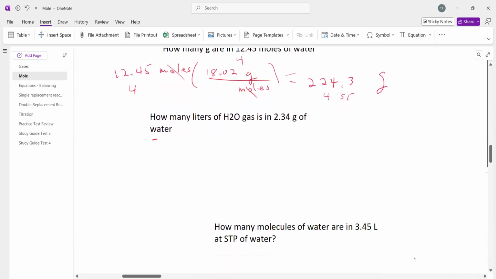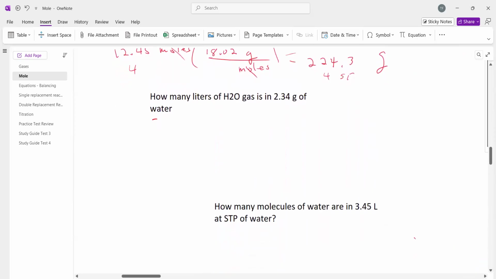Let's go through these sample questions here. How many liters of water gas is in 2.34 grams of water? Notice I put the H2O above the 2.34. The reason I do that is because when we get to a reaction, you need to know what chemicals correspond to what numbers. So the 2.34 corresponds to water. We'll put that up there above.